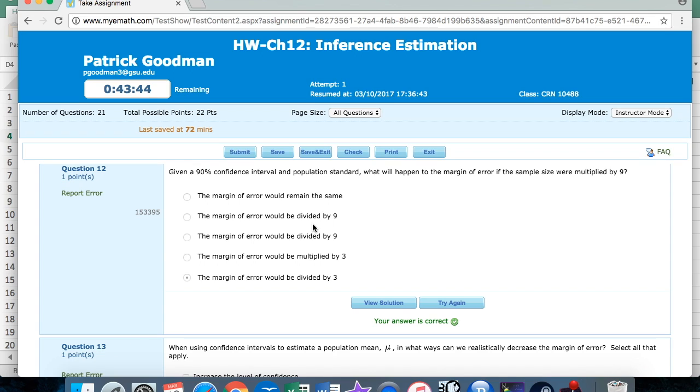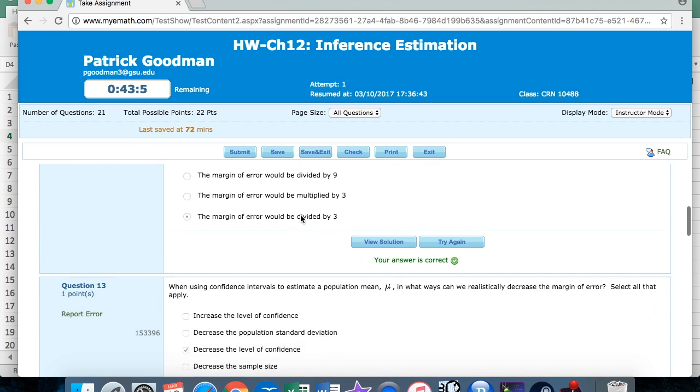All right? So see, just like I said here, what's going to happen? Given a 90% confidence interval and population standard deviation, what would happen to the margin of error if the sample size were multiplied by 9? Kind of like what I said, if it was quadrupled by 4, then the margin of error got reduced by 2, right? So you'd divide your margin of error by 2. Well, if your sample size were multiplied by 9, take the square root of 9, it's 3, so your margin of error would be divided by 3, or divided by the square root of the number it gets multiplied by. Okay, so hopefully that helps clear some of that confusion up.